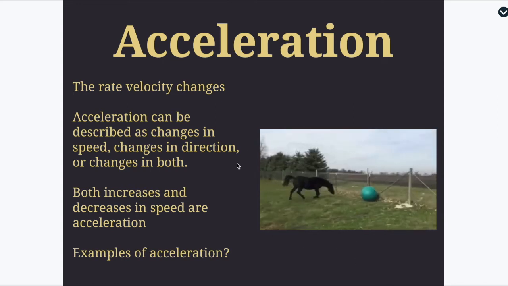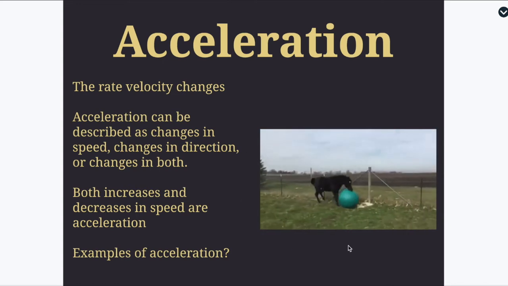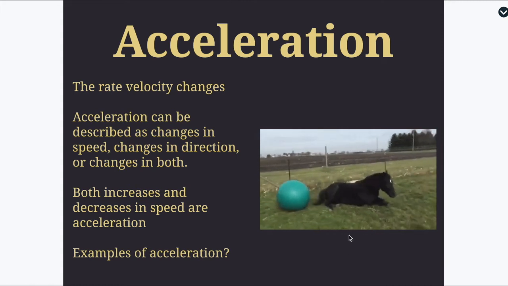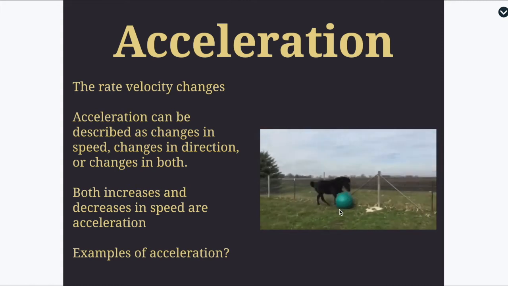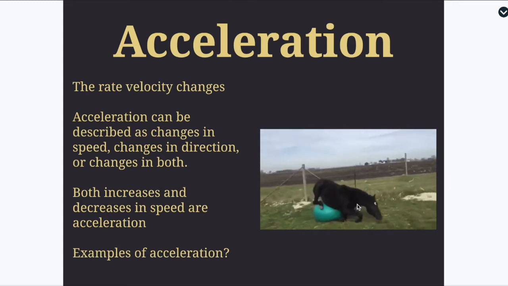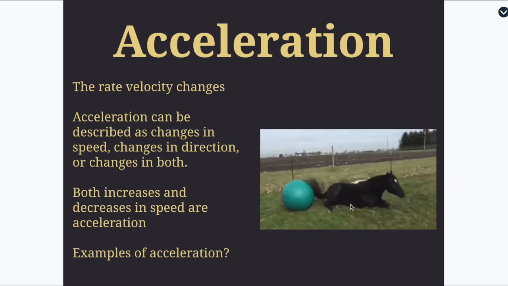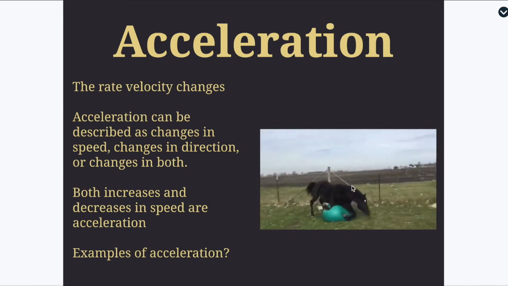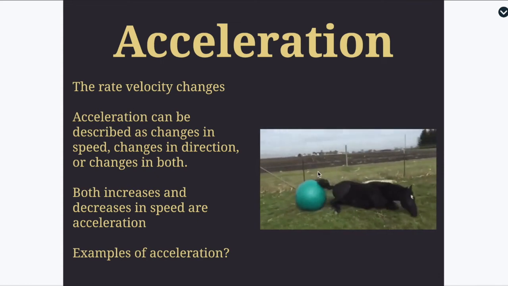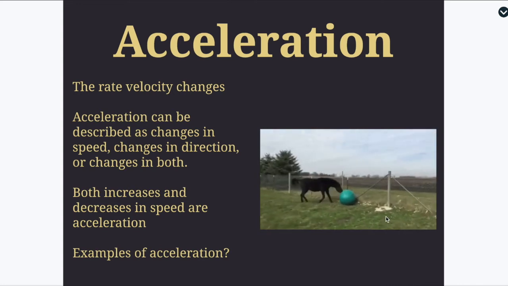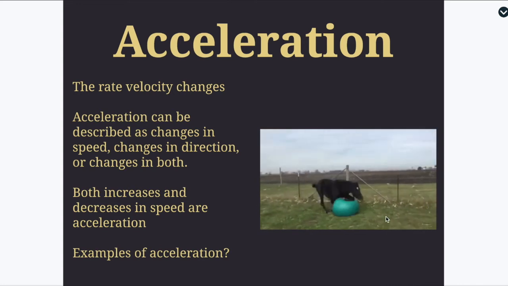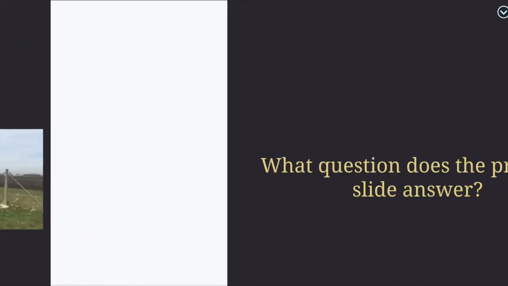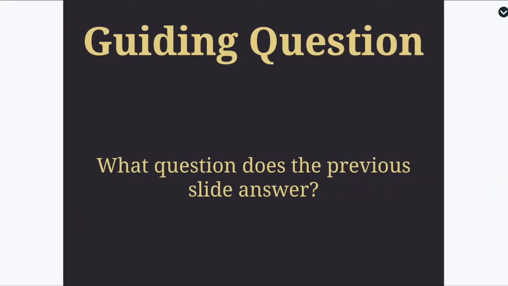Right here, I've got this fun little video of a horse playing with a medicine ball. You can see that the horse experiences a lot of types of acceleration. Right there, the horse slows down and speeds back up. Those are both examples of acceleration. But the horse is also changing direction. The horse is upright, now it's going downwards, and it comes to a stop. That's acceleration, all sorts of examples of acceleration. I'm sure that you could come up with plenty of examples as well. What question does the previous slide answer?